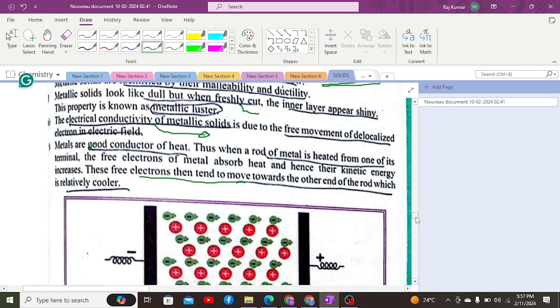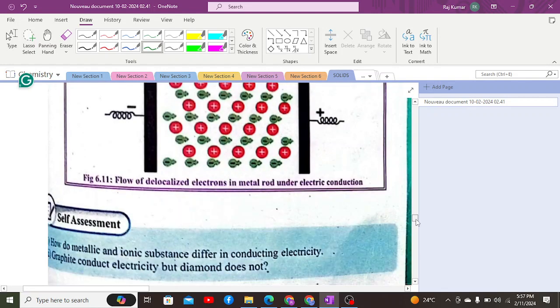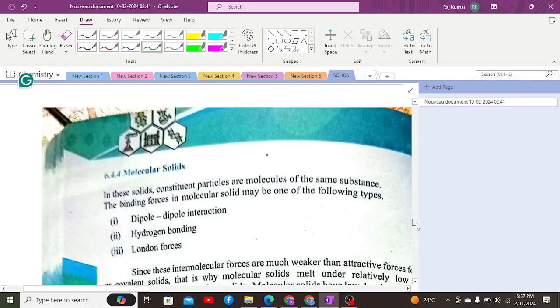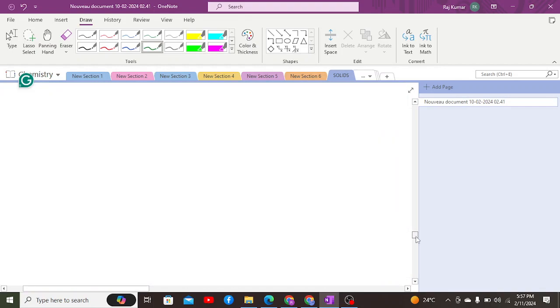As a result, when they move to the other end of the rod, which is relatively cooler, the arrival of several high kinetic energy electrons causes that end to become heated as well. The heat is thus transferred by the high kinetic energy electrons moving from the hot region to the cooler region of the metallic solid.